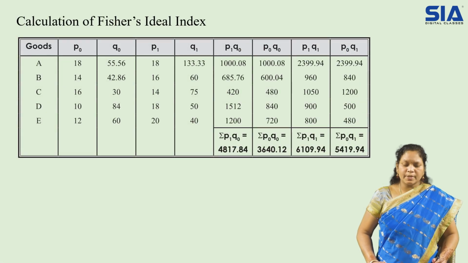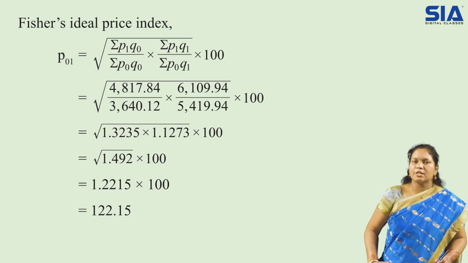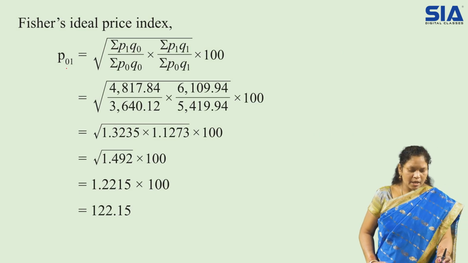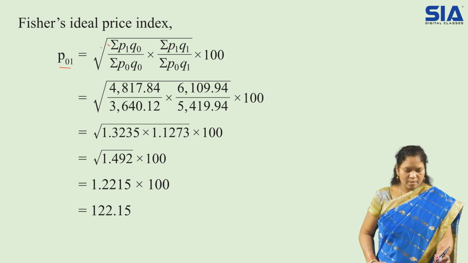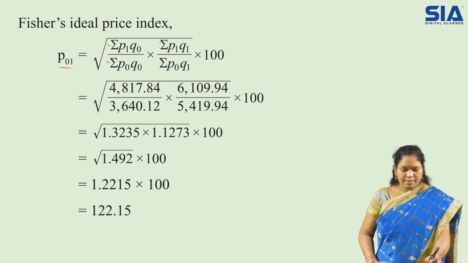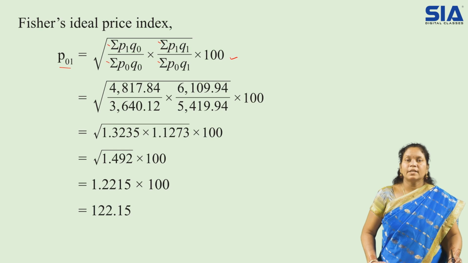So Fisher, to obtain Fisher ideal, let us check the formula first, then we'll come for the calculation. So here is the formula. P01 is a notation. Its formula is under root summation P1 Q0 by summation P0 Q0 into summation P1 Q1 by summation P0 Q1 into 100. So this is the formula you have learned earlier.